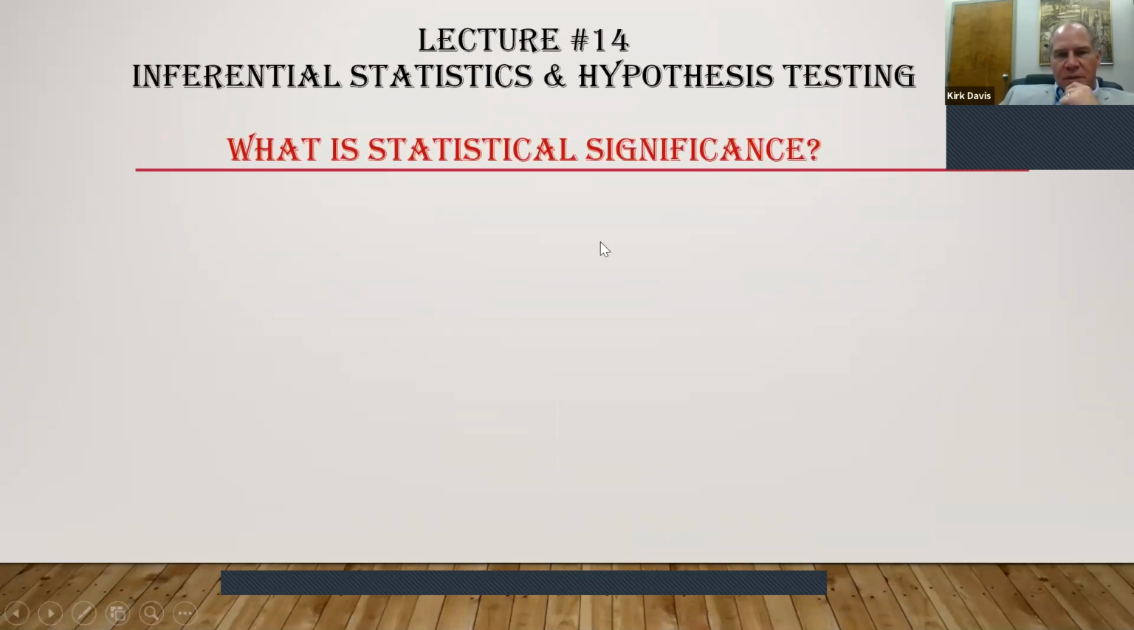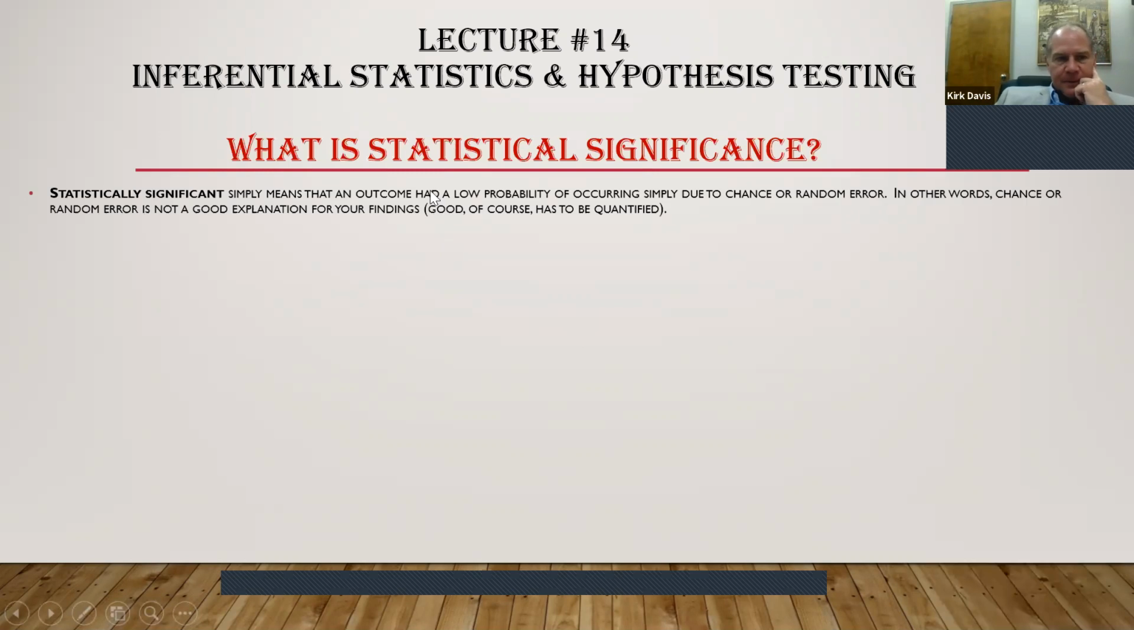What is statistical significance? This is one of the single most important concepts that you can take away from this class. And I've found it is misunderstood quite a bit. We put too much reliance on it. It's not that it's important or not important, but it needs to be balanced out with some other factors. So statistically significant means that your outcome did not have a good probability of occurring simply due to chance. It had a low probability of occurring simply due to chance or random error.